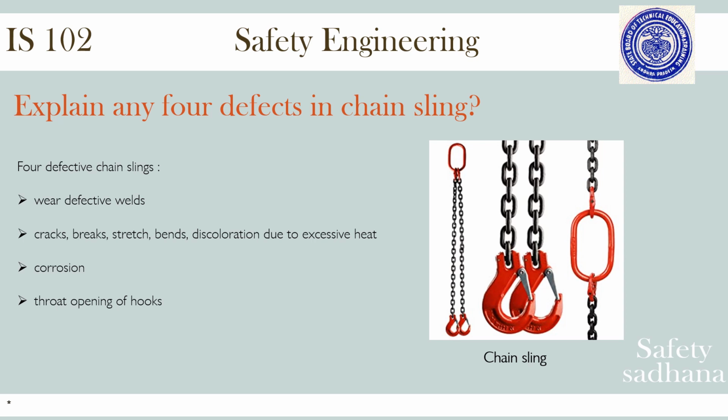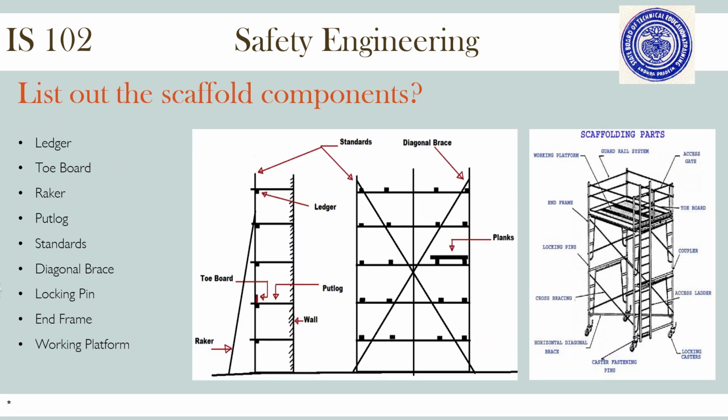Explain any 4 defects in chain sling. Defective chain slings show defective welds, cracks, breaks, stretch, bends, discoloration due to excessive heat, corrosion, and throat opening of hooks. List out the scaffold components. Ledger, toe board, tracker, footlog, standards, diagonal brace, locking pin, end frame, working platform.